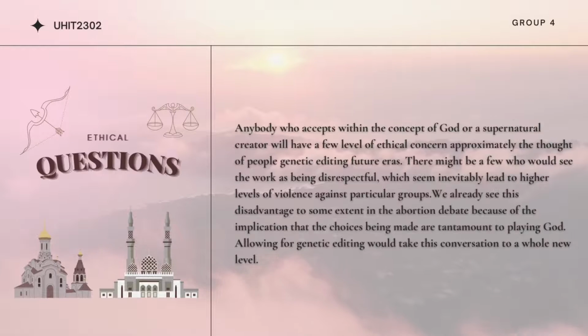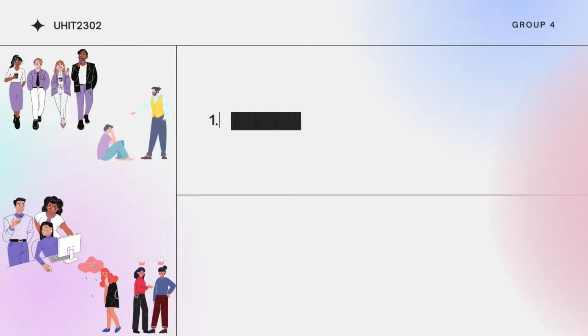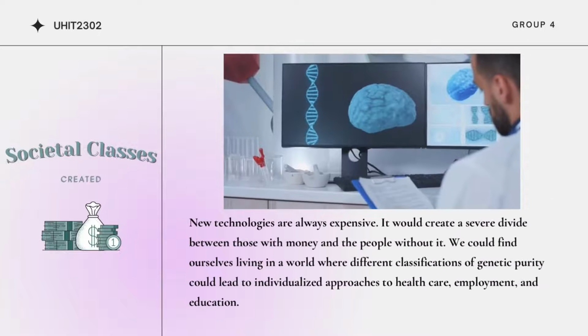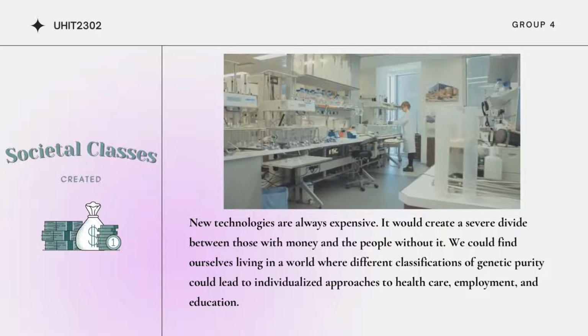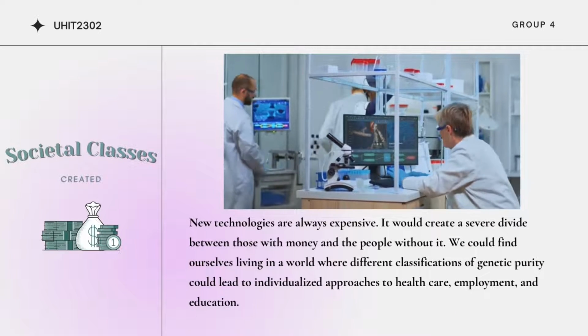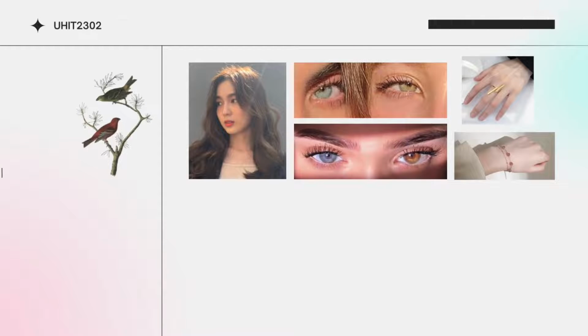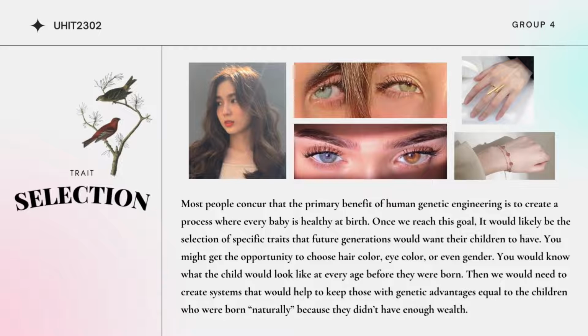Anyone who believes in the concept of God or a supernatural creator will have some level of ethical concern about this technology, because it implies that the decisions being made are equivalent to playing God. At the same time, this will create different societal classes around the world. We might have to live in a world where different classifications of genetic purity could lead to individualized approaches to healthcare, employment, and education. Gene editing will eventually allow for trait selection.